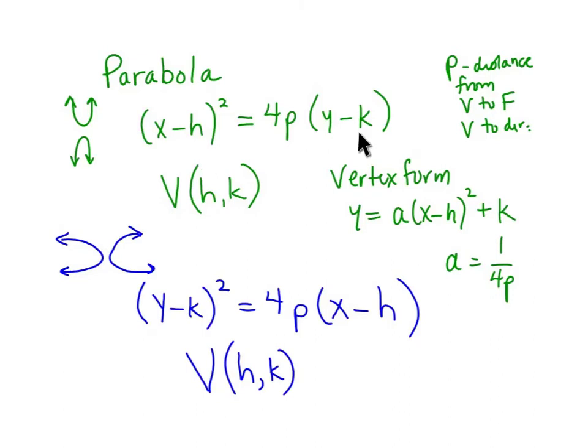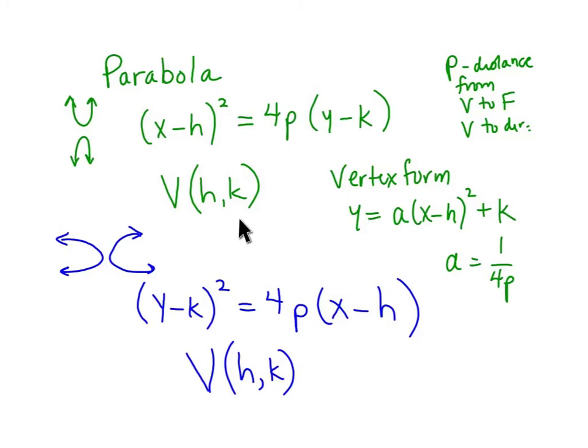Notice we have an h and a k. H always goes with x, k always goes with y, and p. Do you remember p? 4p is part of this. This is 4p, but p is the distance from the focus to the directrix. It's also the same distance from the directrix to the vertex. The vertex is at (h, k).